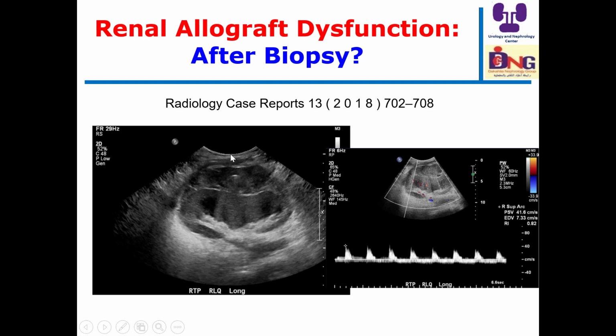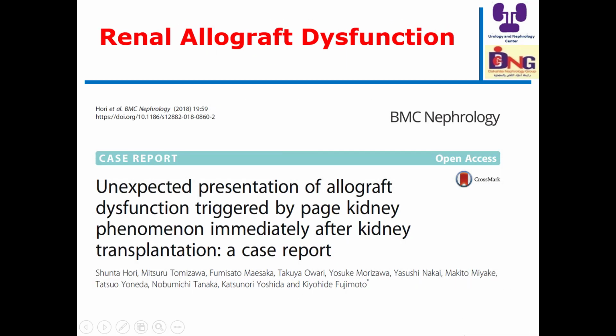And here, the best treatment is to drain the hematoma. In native kidney, if we diagnose beige kidney, we even may give angiotensin converting enzyme inhibitors. But I prefer here to deal with the hematoma. To remove the hematoma, everything will be corrected.